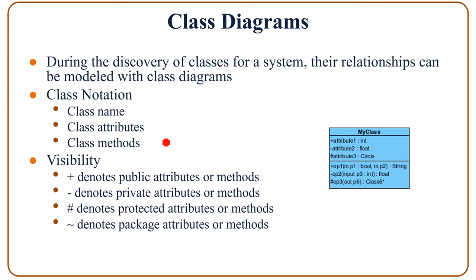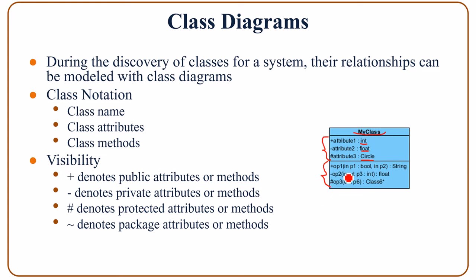Next, we talked about class diagrams. Class diagrams are used to model the relationships between classes. A class is represented by a rectangle with three parts. The first part is the class name, and then we have the attributes, also the type of each attribute, and then finally we have the methods.